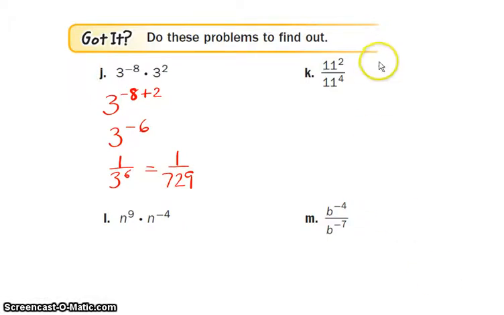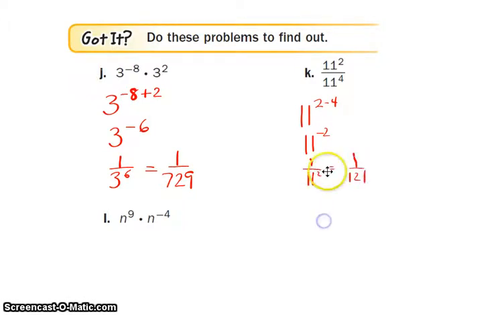All right, let's take a look. We've got a division problem here, so we have to subtract. So we go 2 minus 4. Well, 2 minus 4 gives us a negative 2. We don't like negative exponents. We have to make it positive. So let's write the reciprocal: 1 over 11 squared. 11 squared is 121. There's your answer.